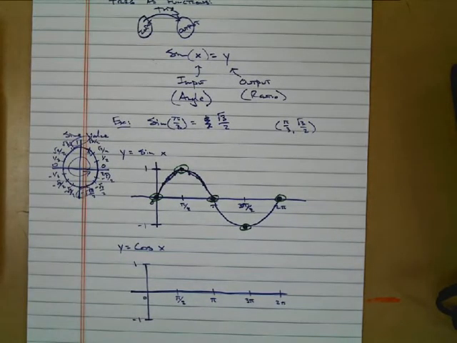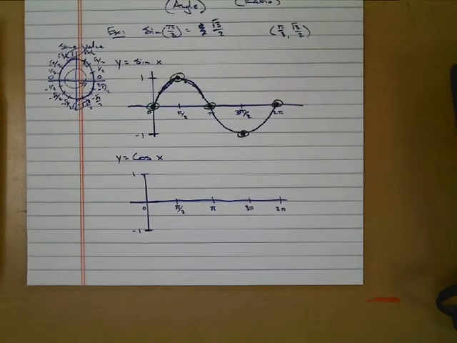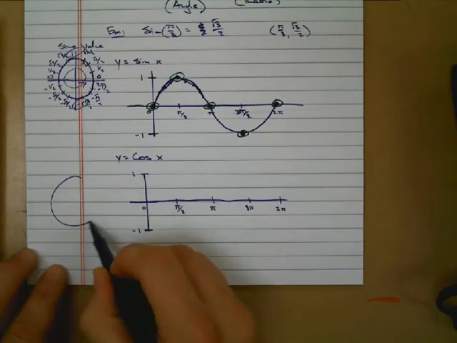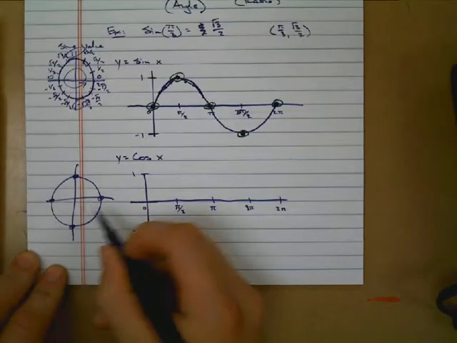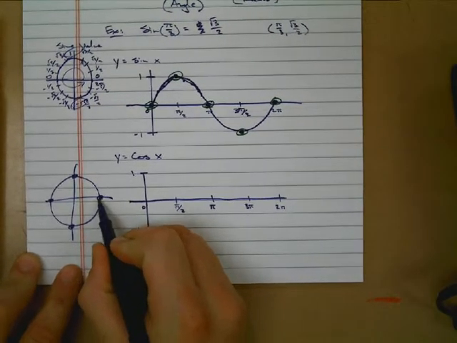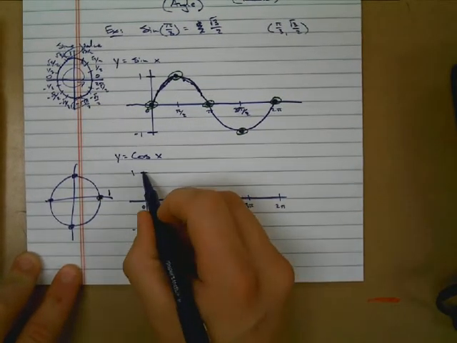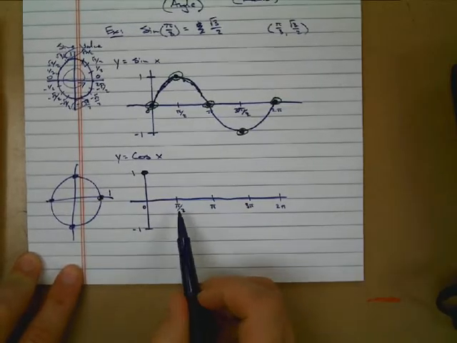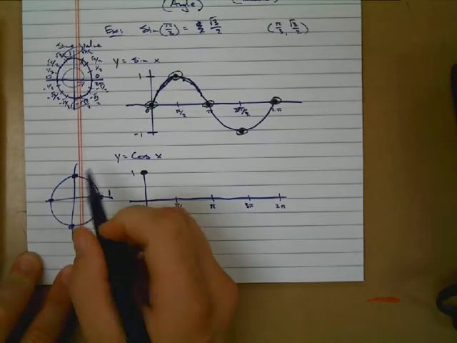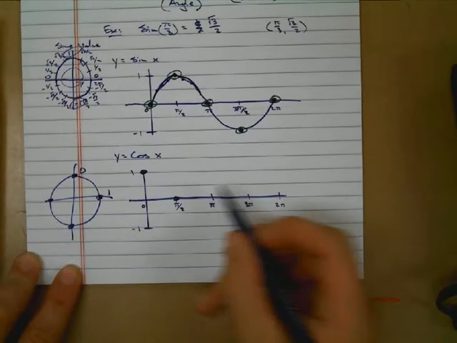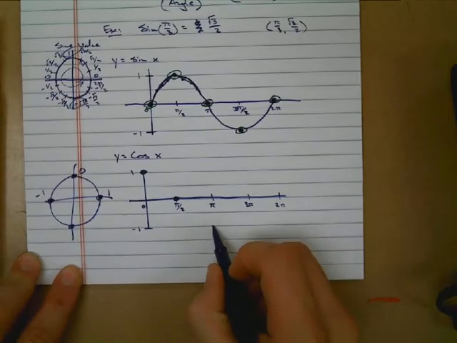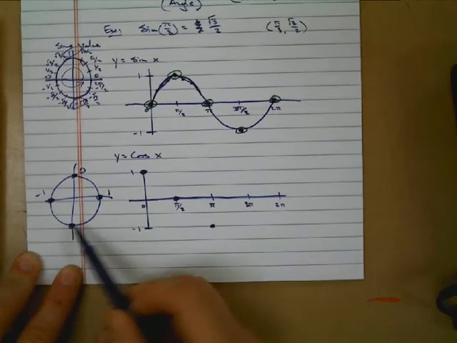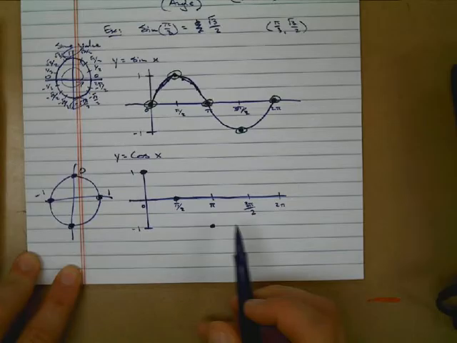Okay, so first off, let's look at just these key components. We're going to look at just these quarter spots. So this is the angle 0, and the cosine there is 1. This is the angle pi over 2. The cosine there is 0, the x value. This is the angle pi. Cosine there is negative 1. Cosine at 3 pi over 2, sorry about that, is 0 again. And then when we return to 2 pi, we're at the same location as 0, and we're back at 1.